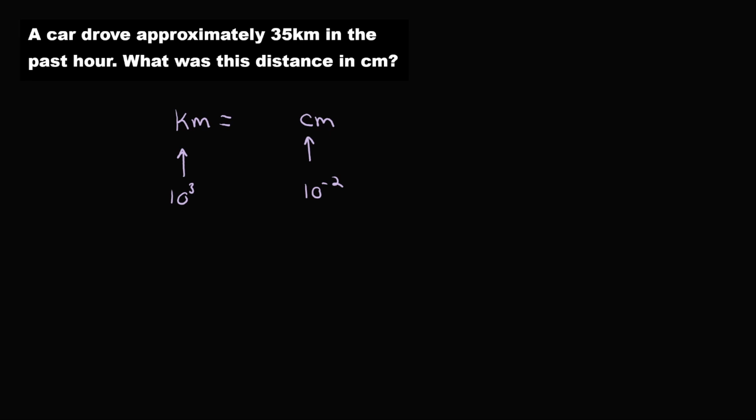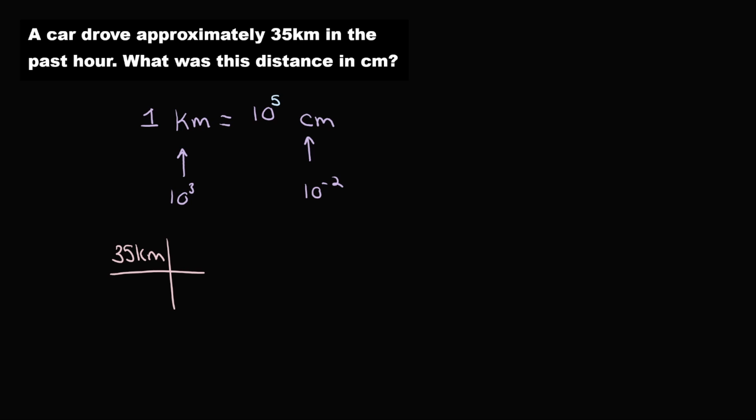And so we're going to put a 1 in front of kilometers, 10 to the power of the distance between 3 and negative 2, which is going to be 5. So 1 kilometer is equal to 10 to the 5th centimeters. Now with the conversion table, we're going to put 35 kilometers in the top, and we want to find a way to cancel out kilometers and convert it to centimeters.